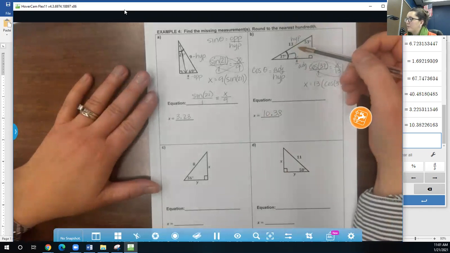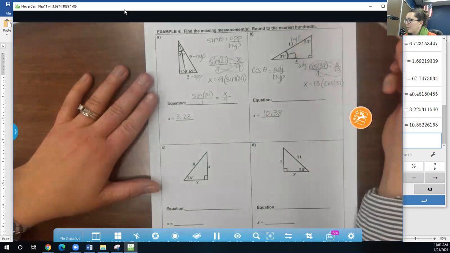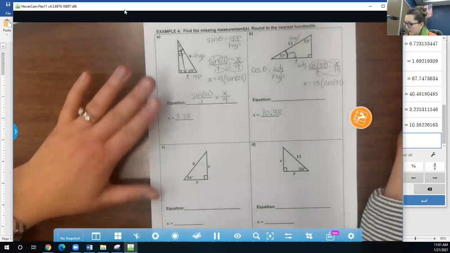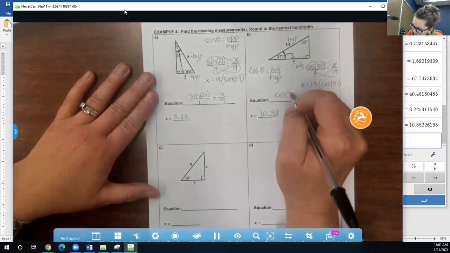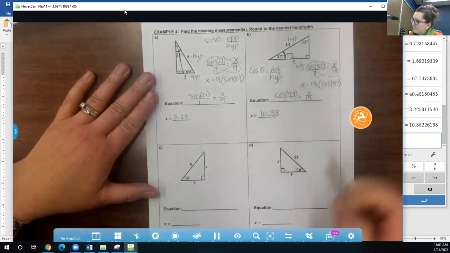If I got a 54 here, I know that that wouldn't be reasonable. So I probably did something wrong. Maybe I used a trig function and I should use a different one. So keep that in mind. So my cosine of 37, here's just my equation, I'm going to write it again, equals x over 13.